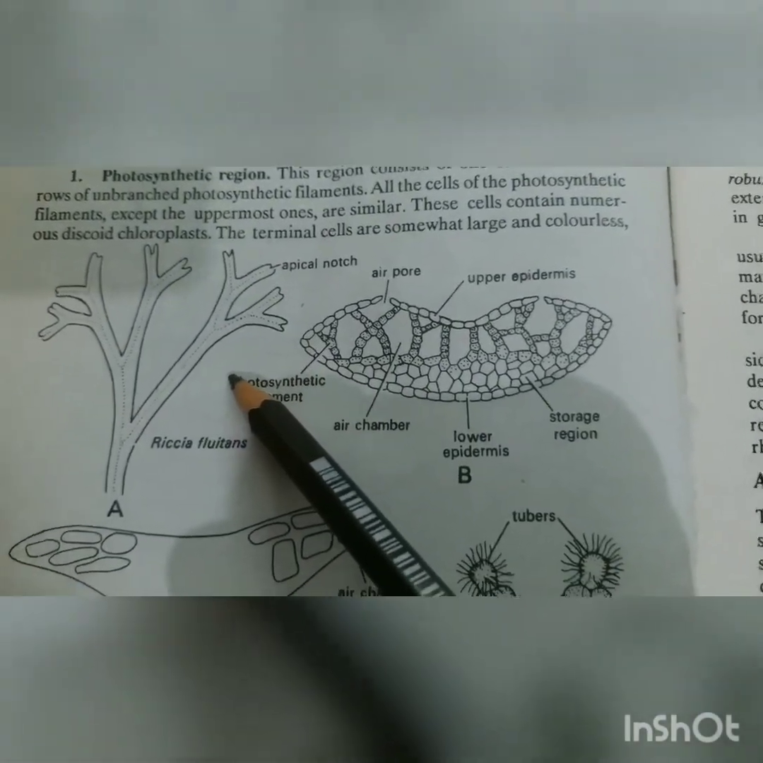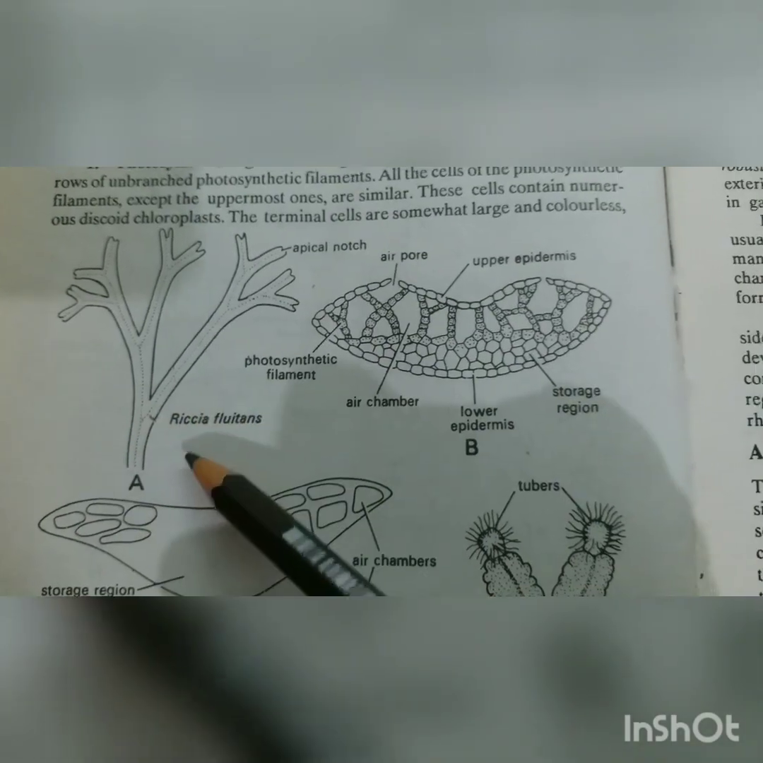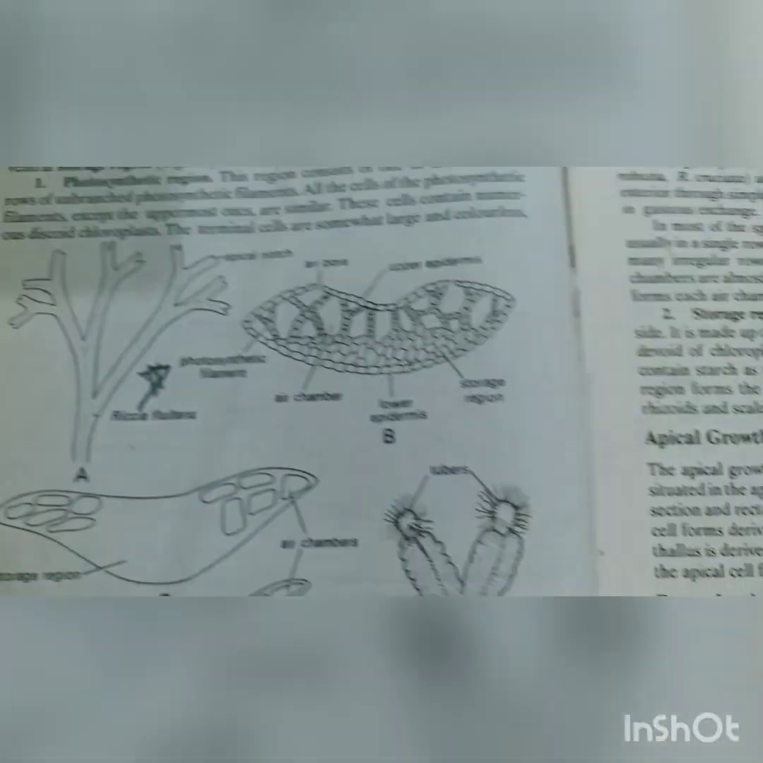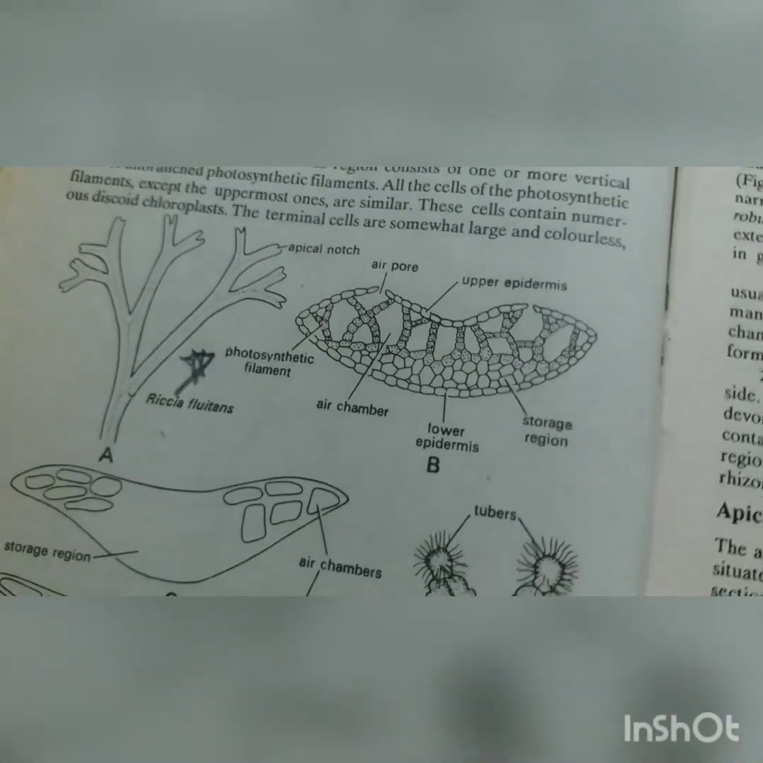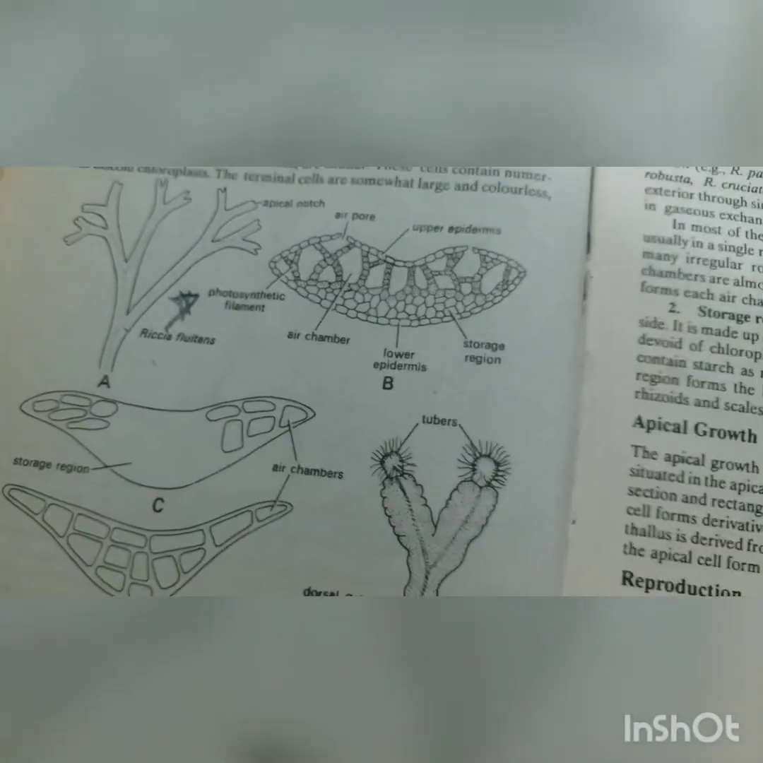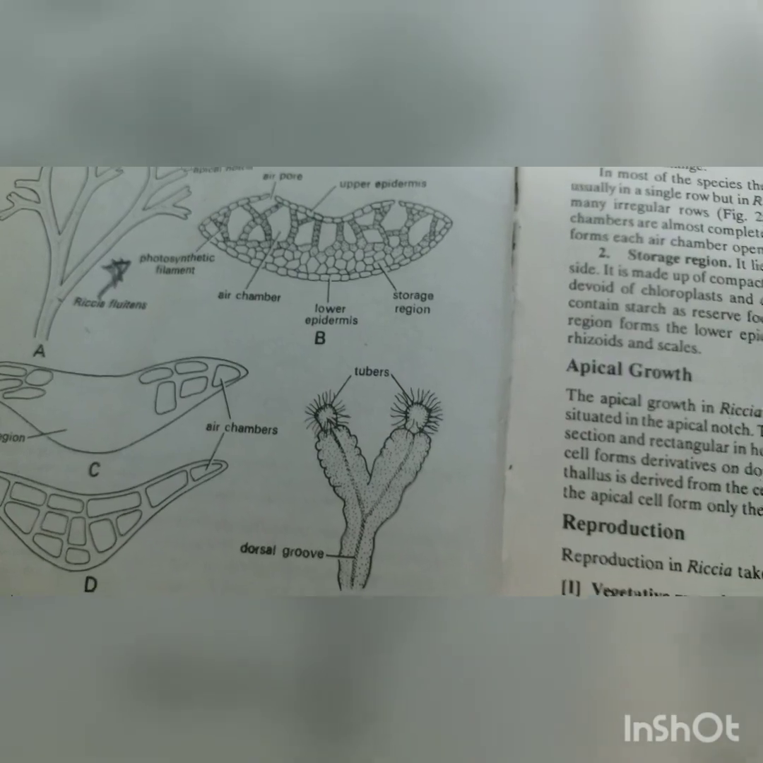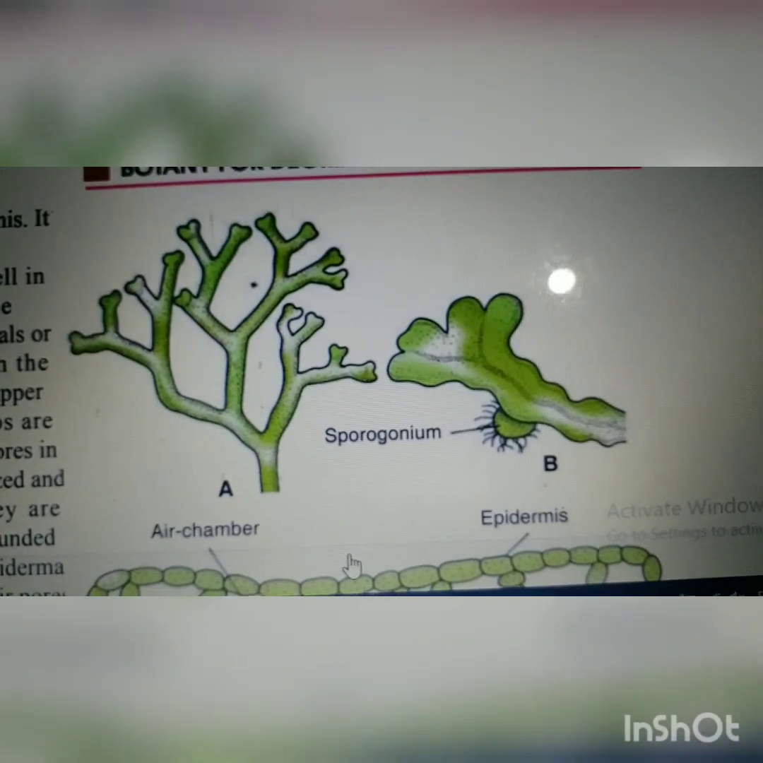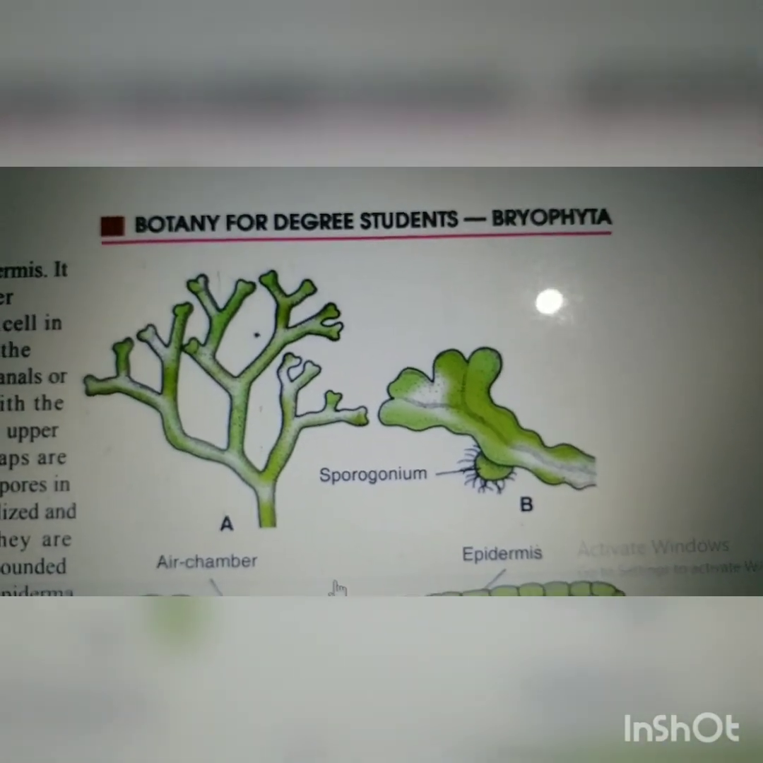And besides here on the side, we have seen this is the Riccia fluitans thallus. You will see no scales and rhizoids. This is very important, right? See, the same Riccia fluitans.